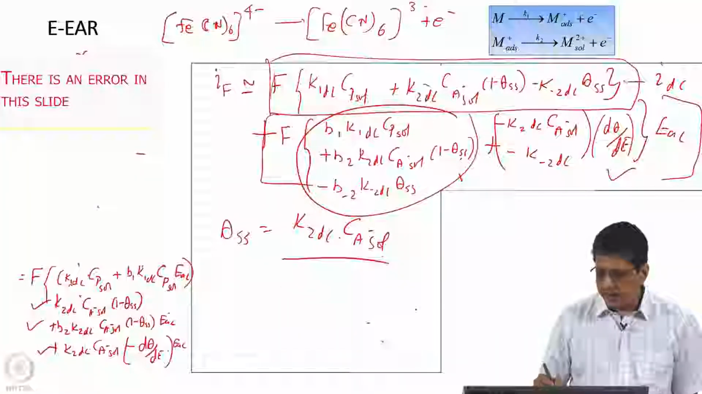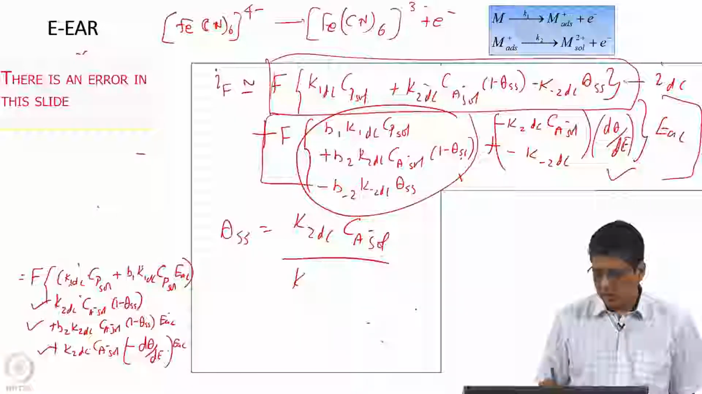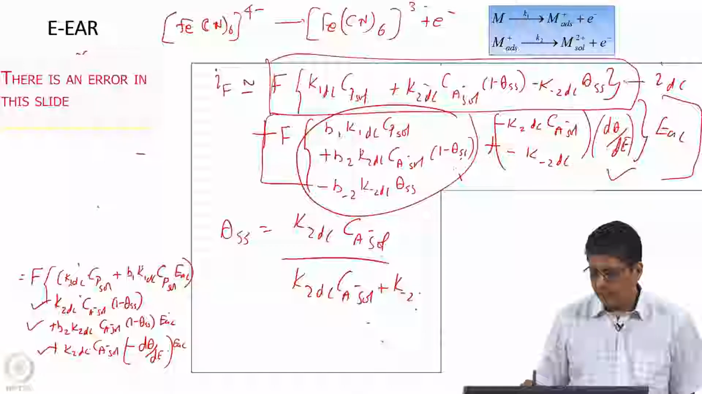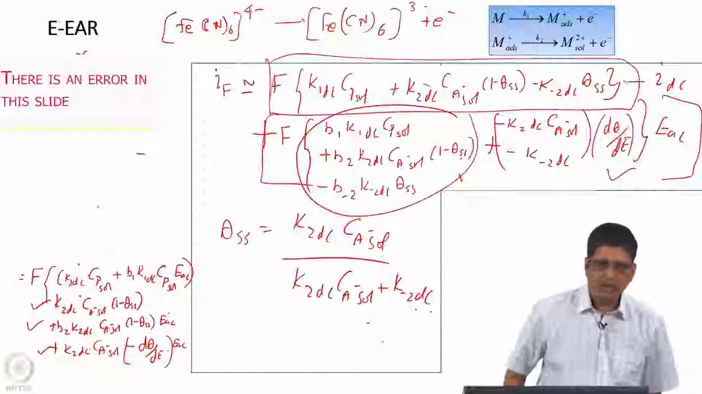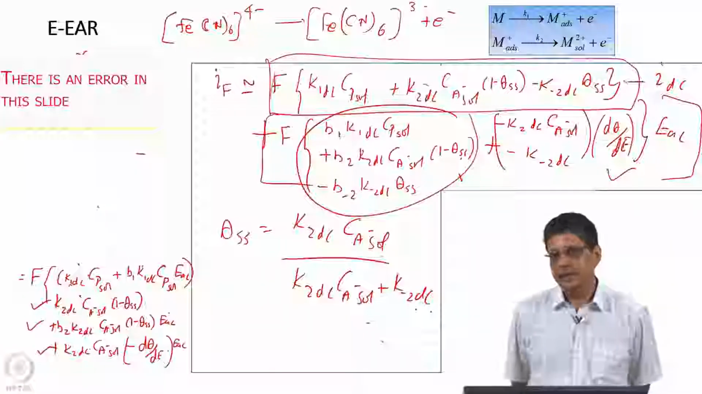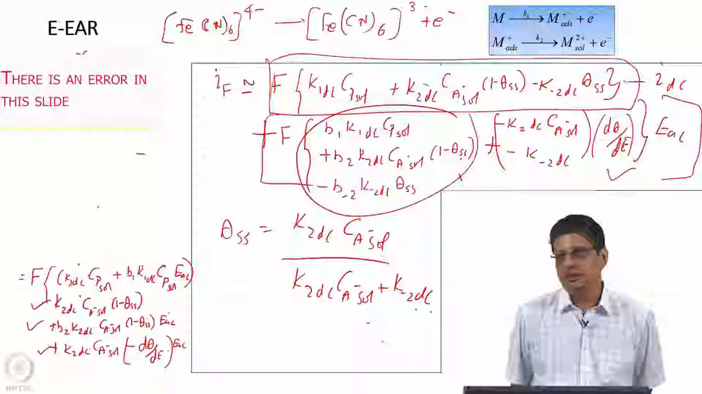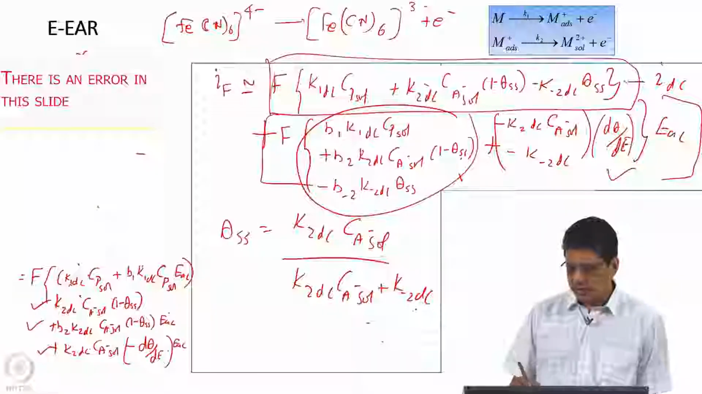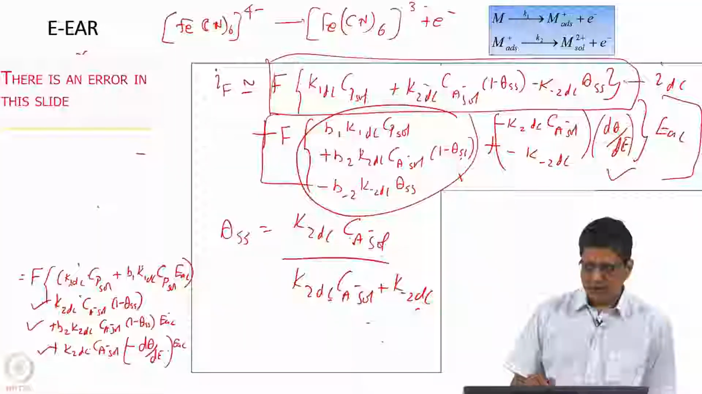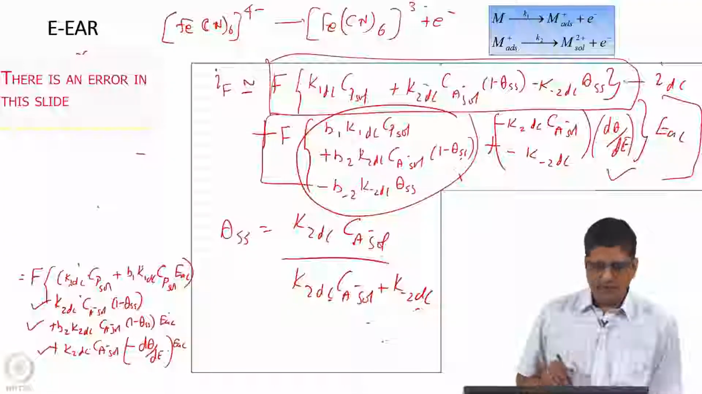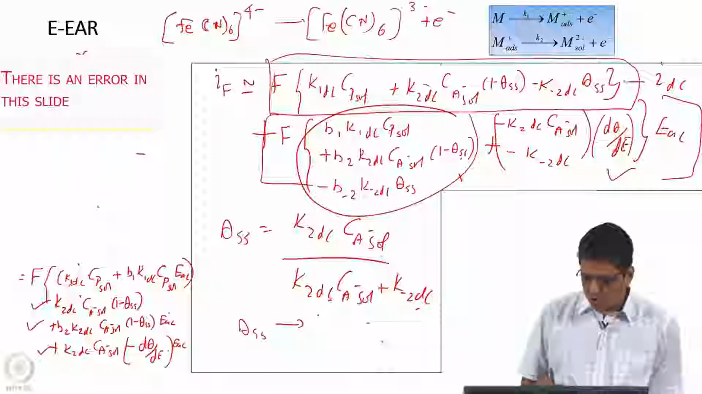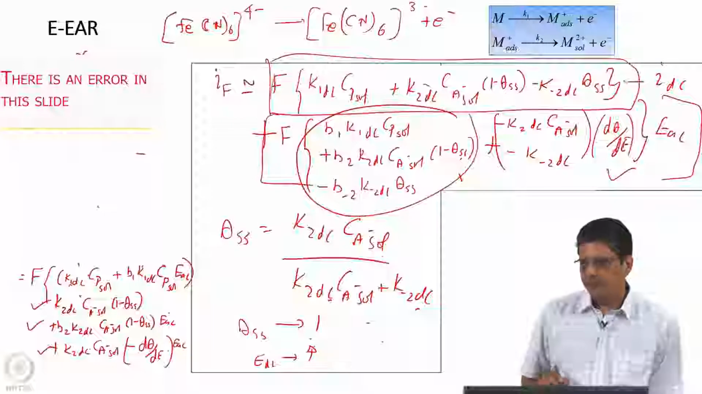For a given A minus solution concentration, if I increase potential, what happens to K2? Increases. What happens to K minus 2? Decreases. So, if I have large potential, this becomes very small, this becomes large, this also becomes large. We are fixing the A minus solution concentration anyway. Therefore, theta SS will approach 1 when DC potential is increased.